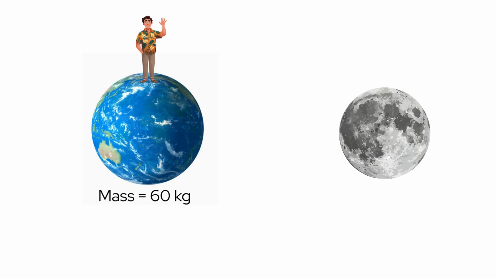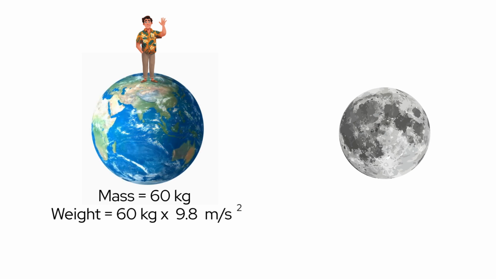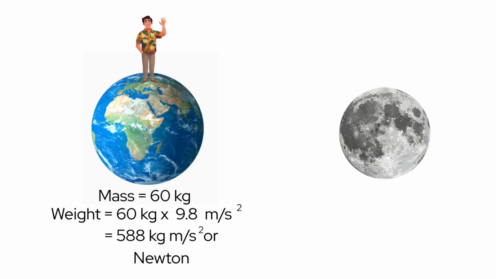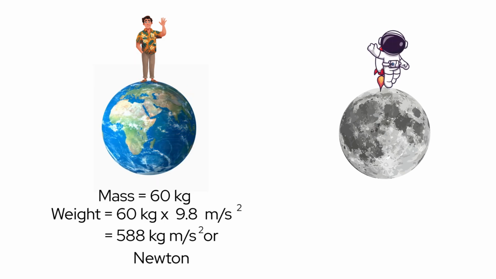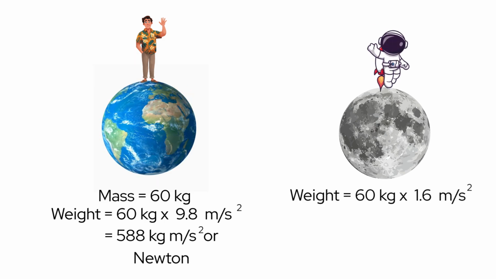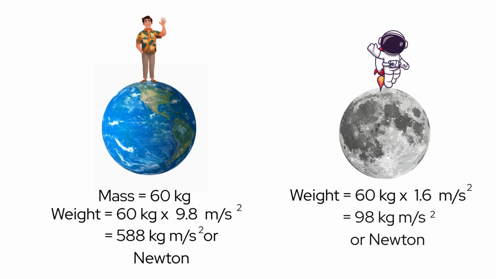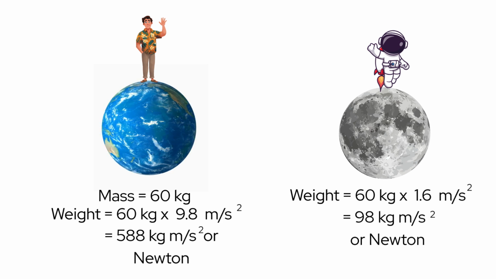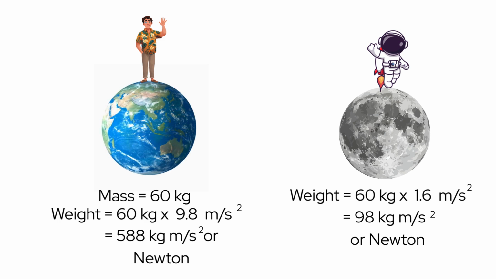So weight on earth will be 60 kg into 9.8 meter per second square, that is 588 kilogram meter per second square or Newton. Whereas weight on moon will be 60 kg into 1.6 meter per second square, that is 98 kilogram meter per second square or Newton. So students, remember, mass is constant, weight depends on gravity.